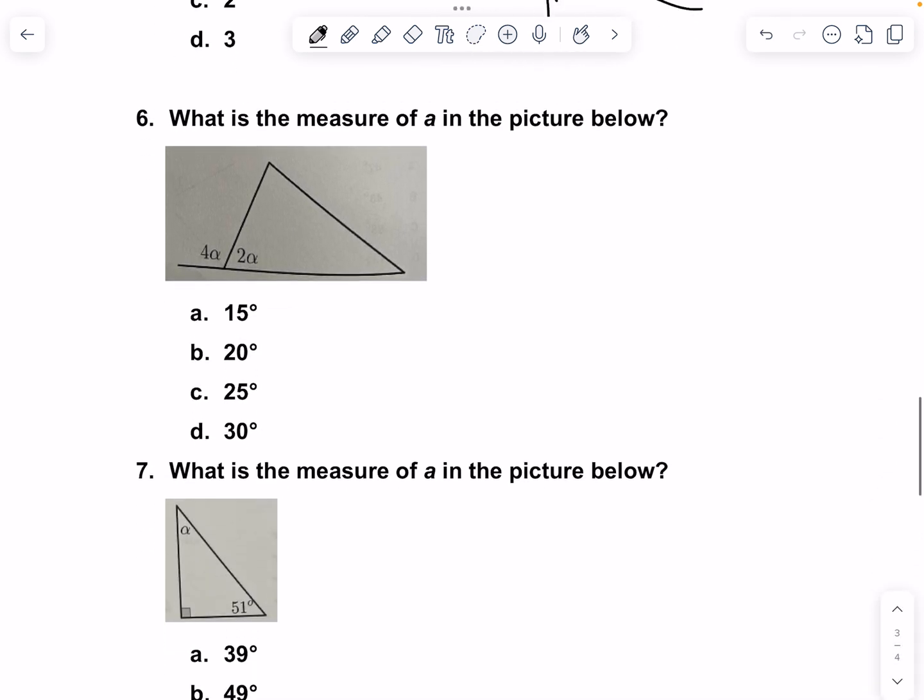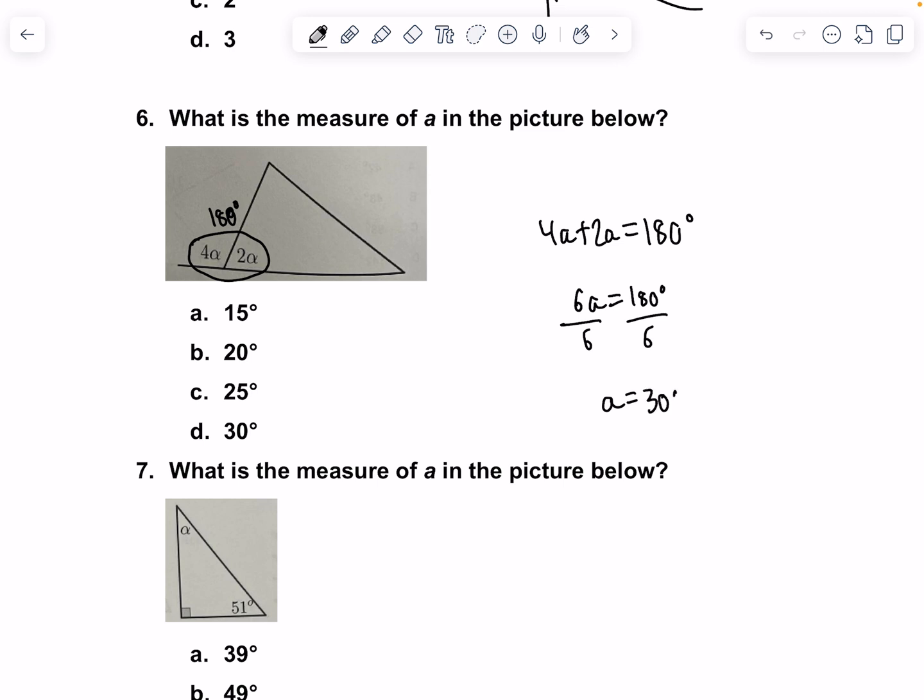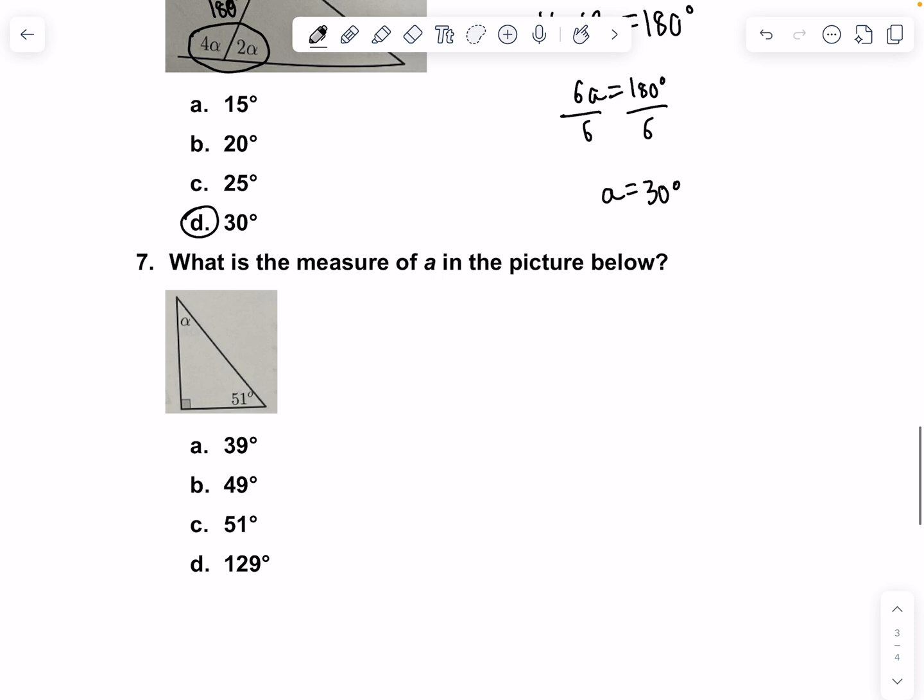Number 6 is, what is the measure of A in the picture below? These are adjacent angles. What this means is that they are going to add to 180 degrees. The adjacent angles add to 180 degrees. So we know 4A plus 2A add to 180 degrees. So it'll be 6A is equal to 180 degrees. Divided by 6 on both sides, that gives A is equal to 30 degrees. The answer would be D, 30.